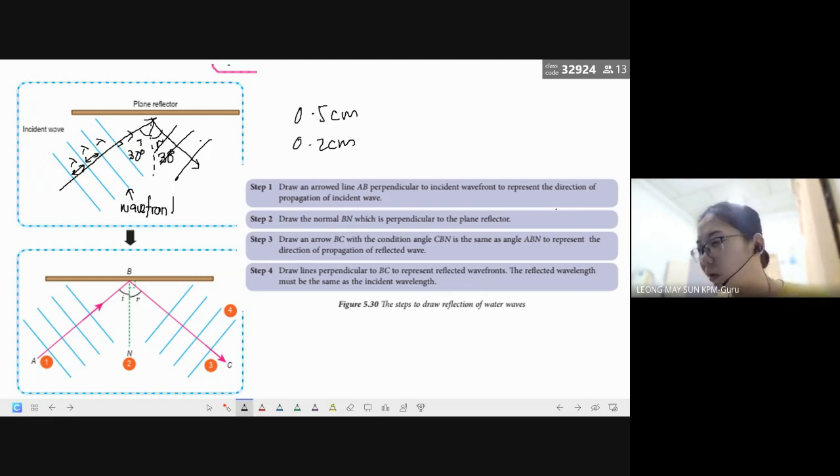They seldom ask to draw in wave, all right? They normally ask all the complicated questions in wave.